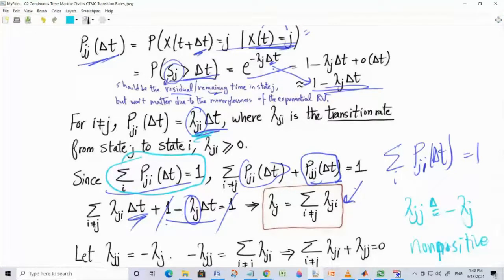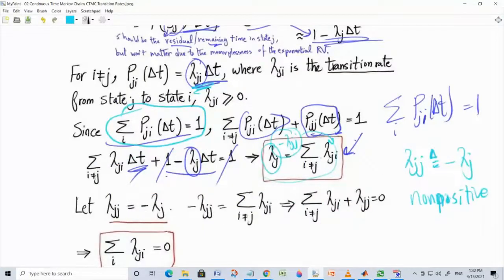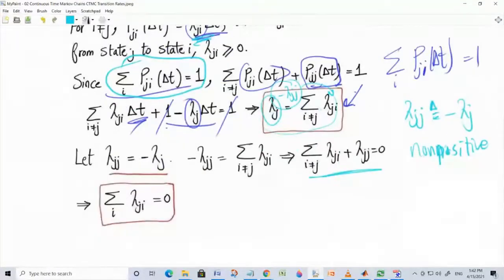Now, if you look at this expression here, if you replace lambda j by minus lambda jj, you can take the minus lambda jj and move it to the other side, and it becomes a plus, and then you can merge it with the summation to get something that looks like this.